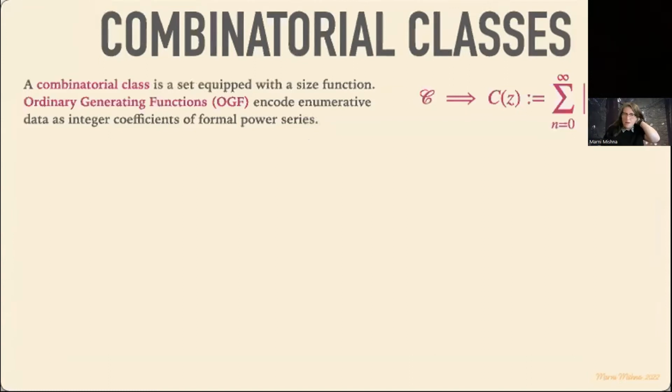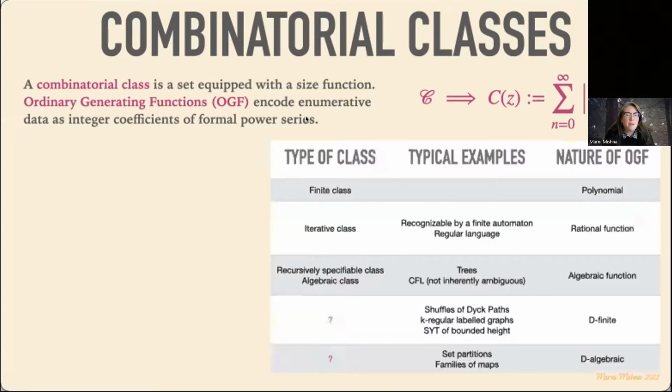So recall, and I think in this audience, hopefully, you're familiar with the ideas of a generating function, and I assume that we all are. But we'll have a combinatorial class. It has a size function, and an ordinary generating function encodes enumerative data. Much like we had in the last talk, we had the power series with counting information in the coefficient. I mention this because I'm specifying that I'm talking about ordinary generating functions.